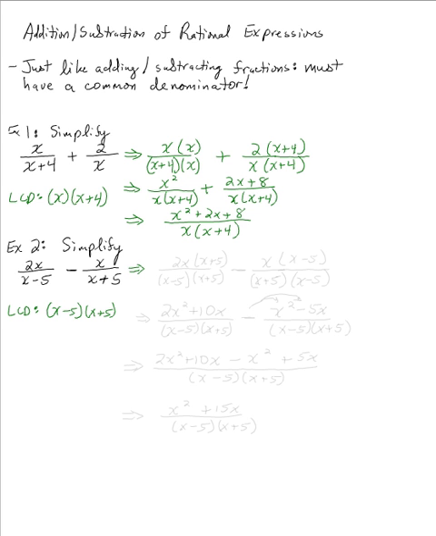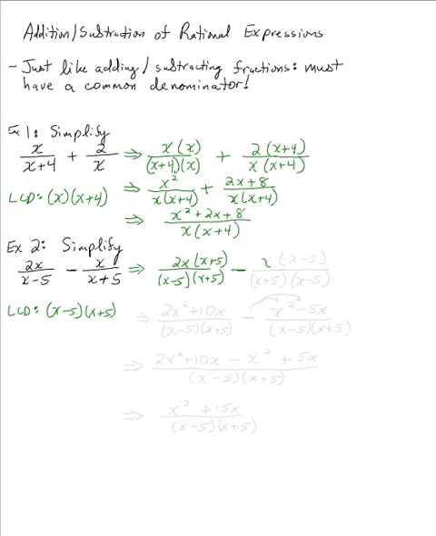The first fraction, 2x over x minus 5, the denominator is missing the factor of x plus 5. So we build up both numerator and denominator by the factor of x plus 5.